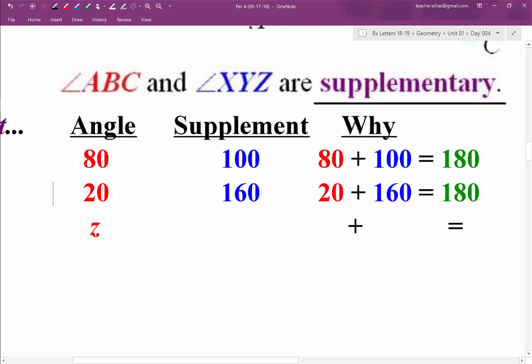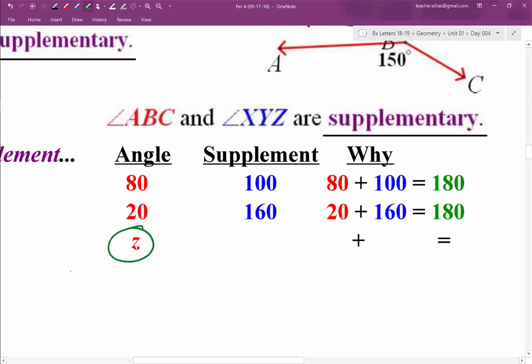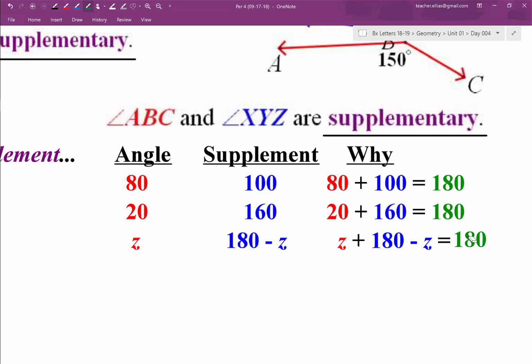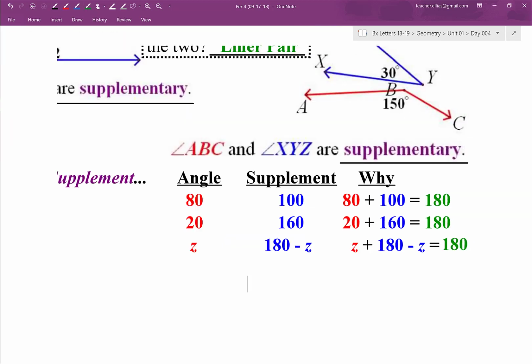All right, so here's the challenge. If you have an angle of Z, what's the supplement? 180 minus Z, because they cancel out. What cancels out? Z. And all you're left with is 180. Good. It's like an inverse. We're going to do one example, and then we're going to practice.